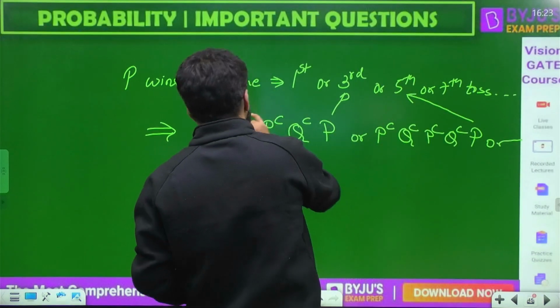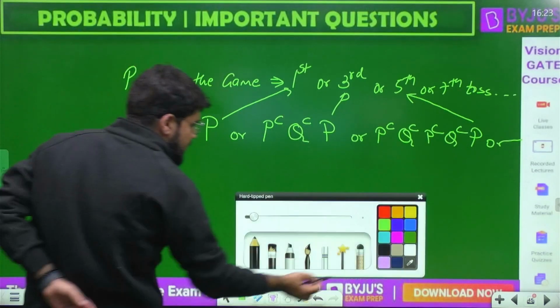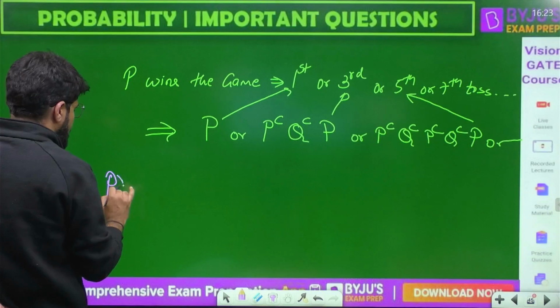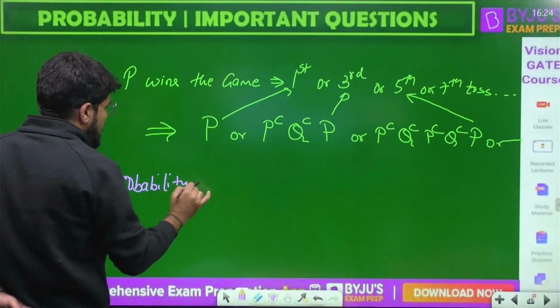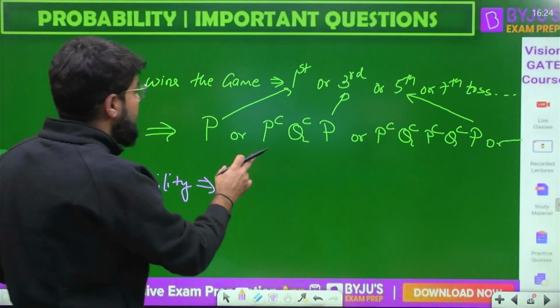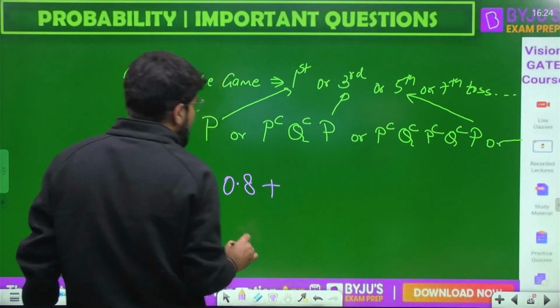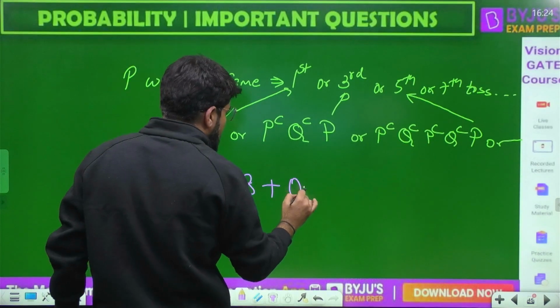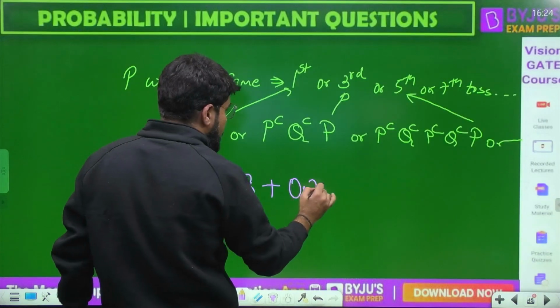This is the third case. This is the first case. So what is the probability then? Probability for this to occur. First case, probability P wins on the first toss. What is the probability of P winning? 0.8. Or means keep adding. P does not win with probability 0.2. Q also does not win, 0.4.